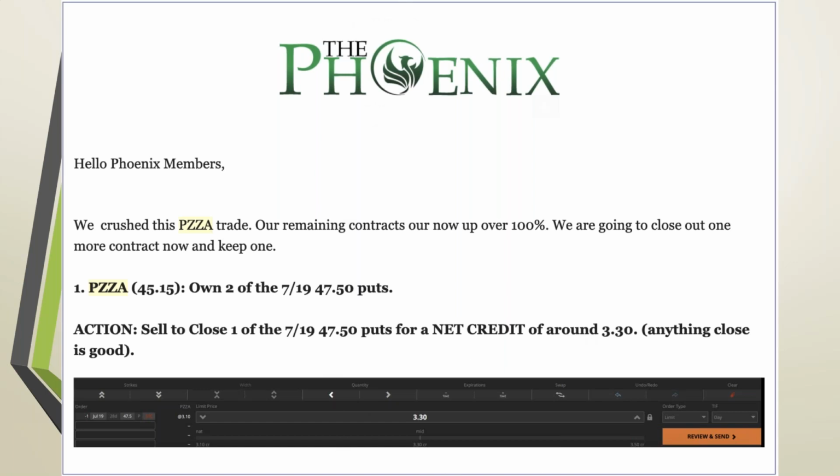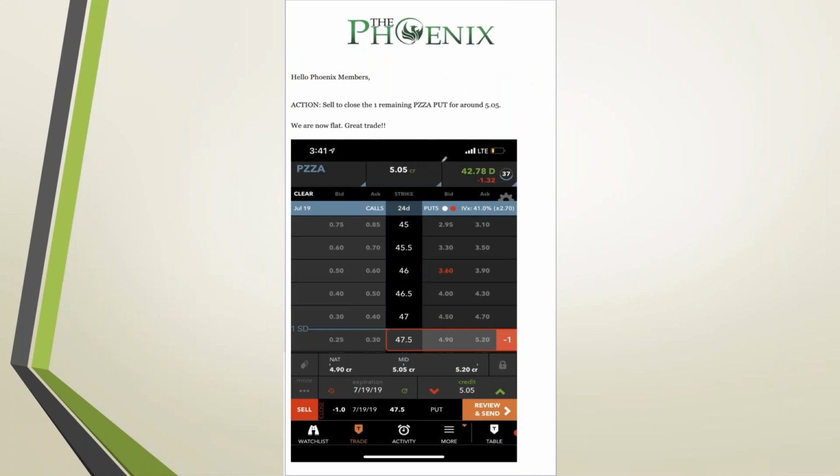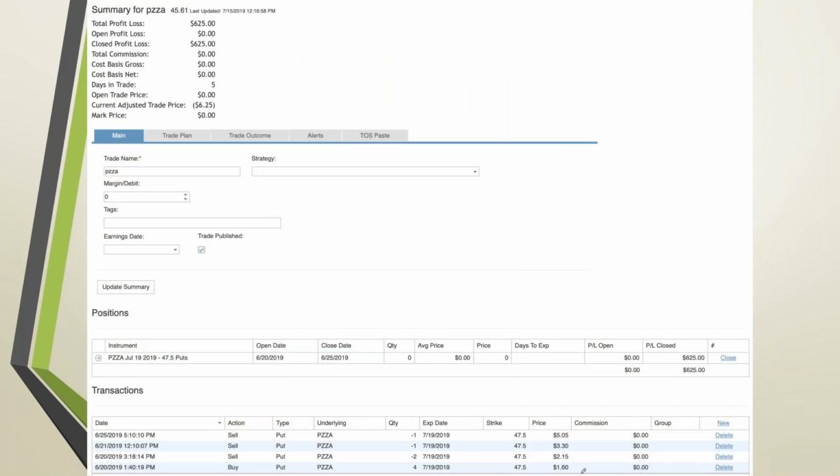Then it kept going, and we sold the remaining ones for $5. And that was a phenomenal trade, and we keep track of everything in here. So you could have got involved for just $1.60, and the final options were sold at $5. And any trade we've ever made, you could get all the details in our trade portfolio manager.